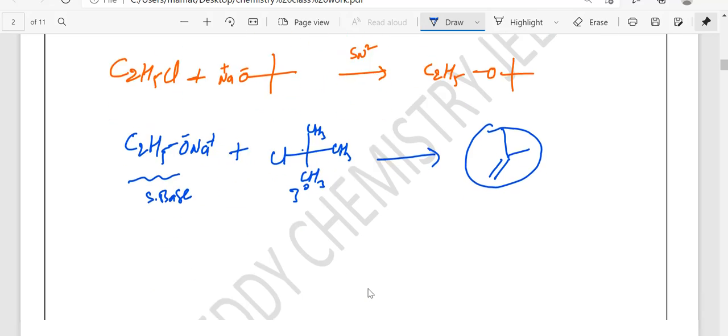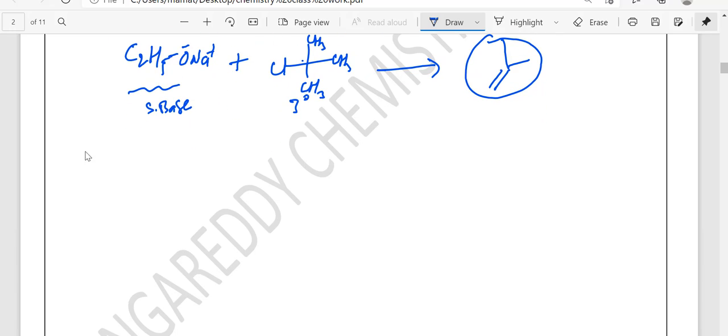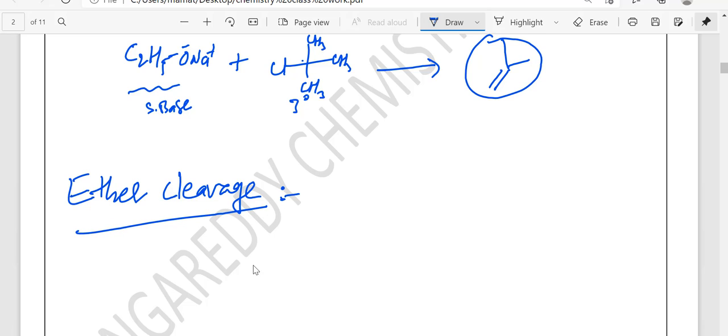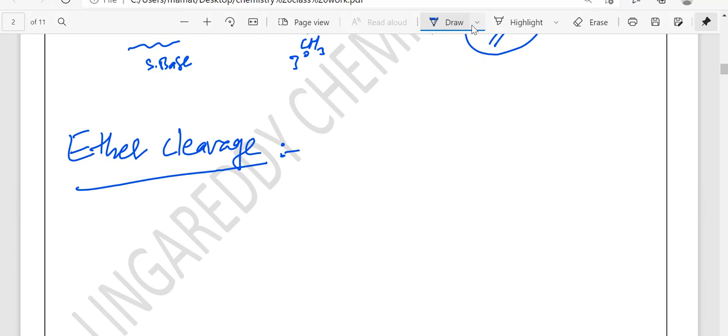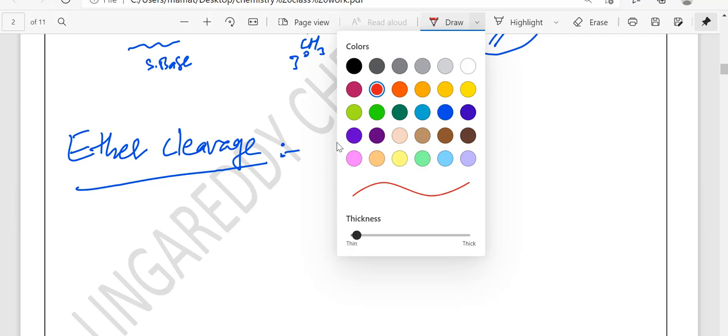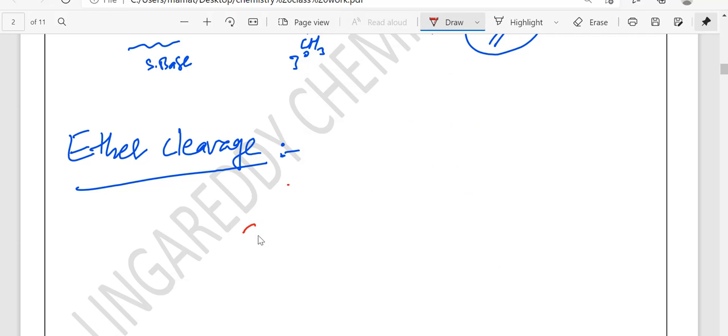Understood? Next, one more important reaction, this ether cleavage. This ether cleavage: C2H5-O-CH3 is there, by using HI.